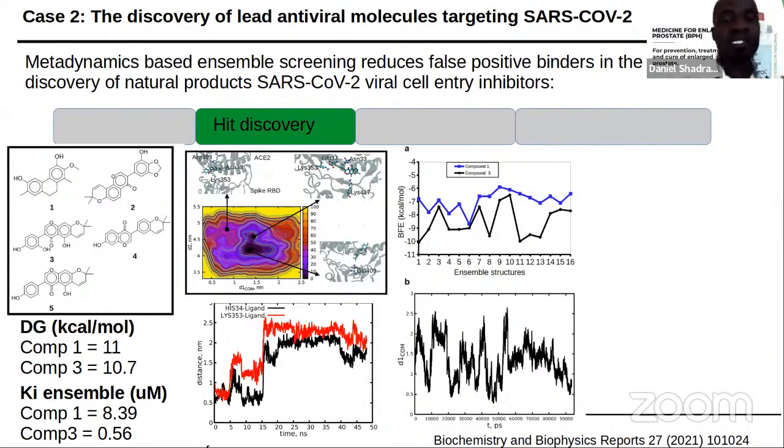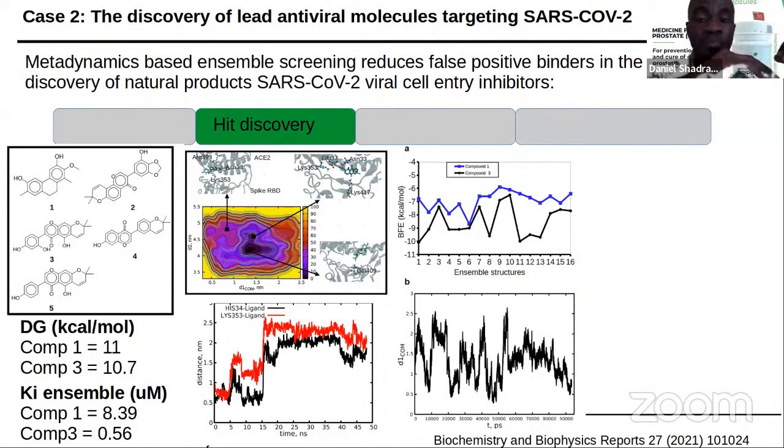Then we moved on, saying that if that was promising, then let us try to invest more time and resources in how we can reduce some false positive binders. So we combined and integrated metadynamics with an ensemble screening approach with the aim of discovering natural product inhibitors. So we screened a large library of natural products from the African Natural Product Database that has been curated by Fidele and his colleague. And we did a lot of these calculations.